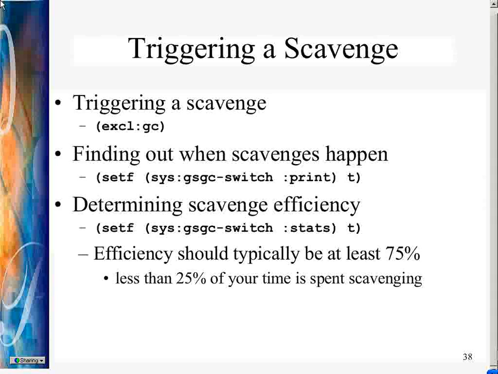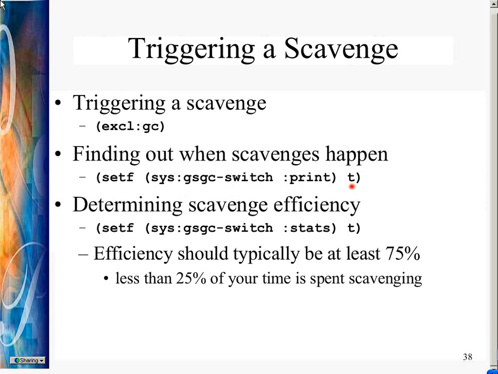You can trigger a garbage collection. You can trigger a scavenge with this form right here, just a call to the function GC. There are various switches. There are actually things called switches and things called parameters, and there's not much difference between a switch and a parameter. When the system was designed, the idea was we would do something complicated, but we never did. Switches and parameters all just have single values. Switches are typically T or nil.